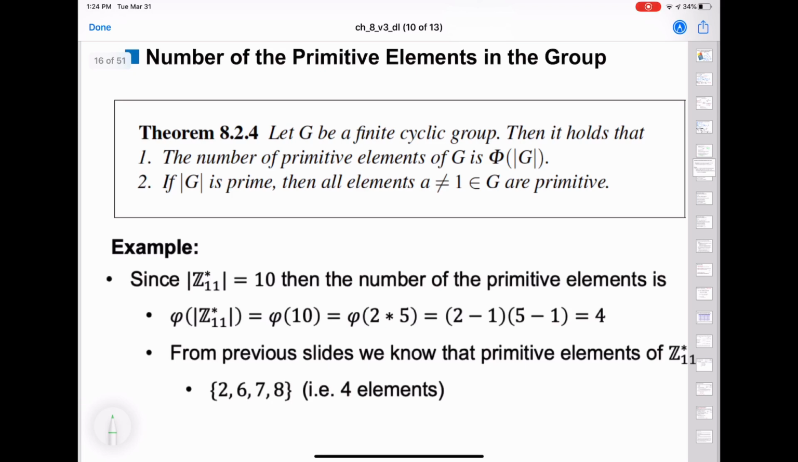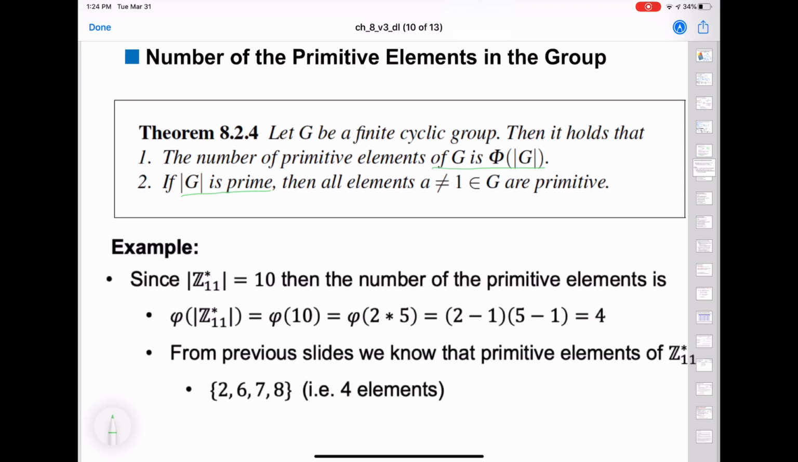Next theorem says: let G be a finite cyclic group, then the number of primitive elements of the group is phi of the order of the group. So I'm going to explain it to you. If the order of the group is prime, then all elements other than 1 are primitive. I'm going to talk about this in a second. So let me give you an example.